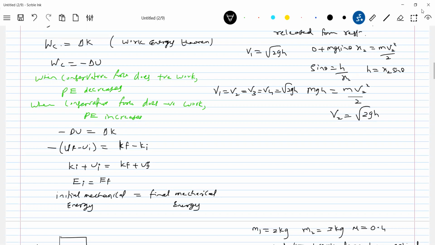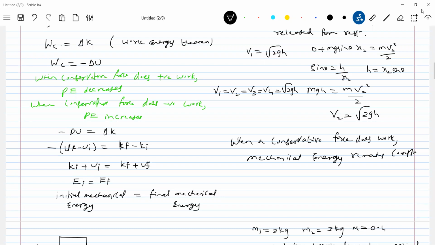So therefore, when a conservative force does work, anything, positive work or negative work, mechanical energy remains constant. Overall, total mechanical energy, you write it: total mechanical energy remains constant. So what is delta E when a conservative force does work? Delta E will be 0.